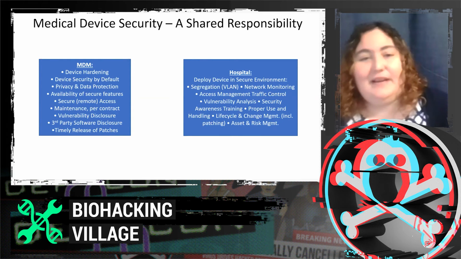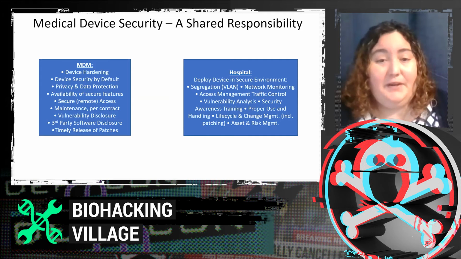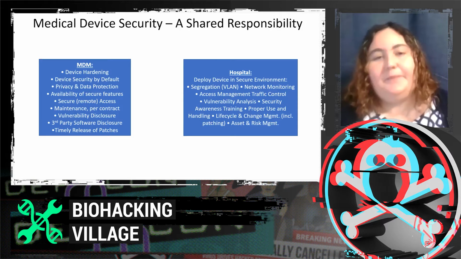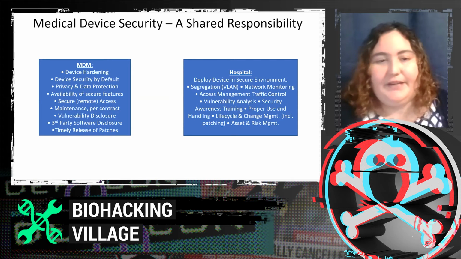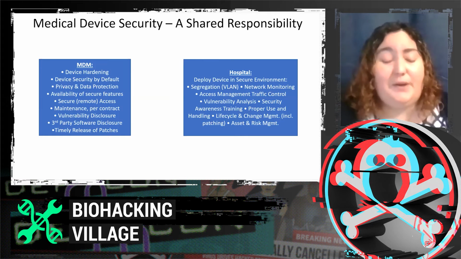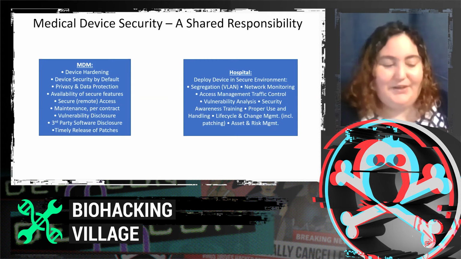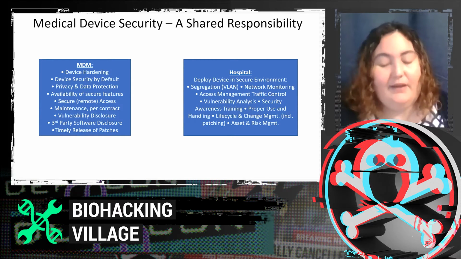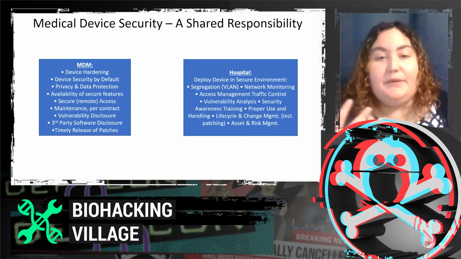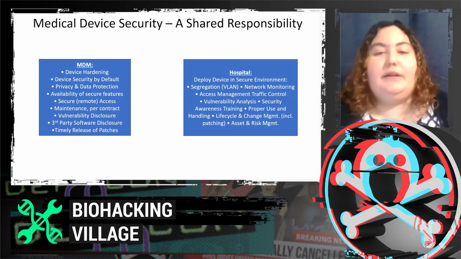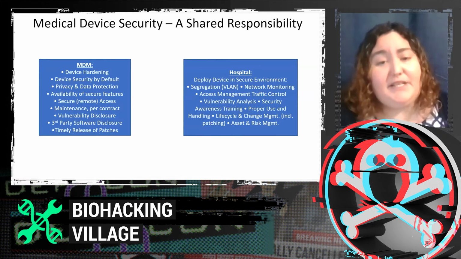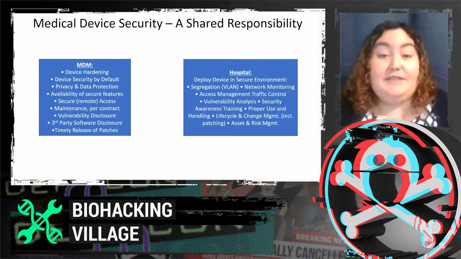They need to monitor their network. They need to have an access management and traffic control system. So that could be like physical security. Vulnerability analysis, they need to do security awareness training. We don't touch on security awareness training in this topic, but it is important. And you're going to teach proper use. You're going to have a life cycle and change management policy that includes patching, and you're going to want to assess your risk.